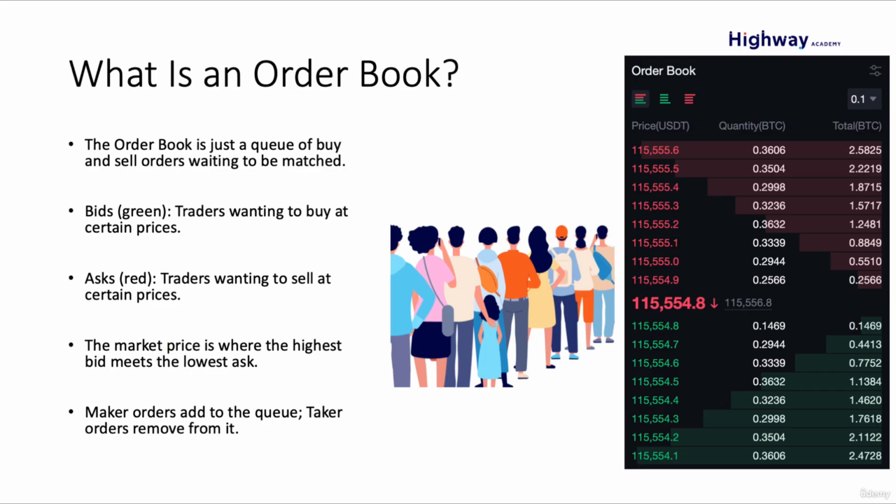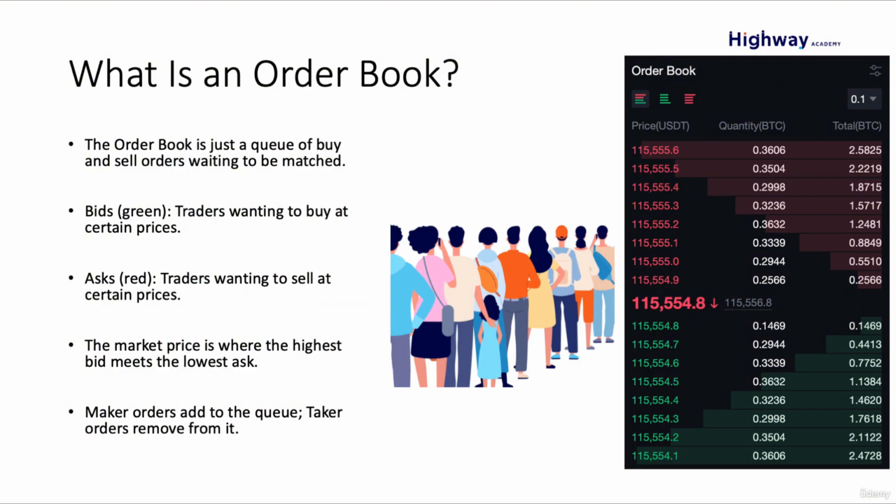The numbers in red are called asks. These are the prices that traders want to sell at. Each red row shows a seller offering to sell a certain quantity at their chosen price. They're basically saying, I'll sell, but only if you pay this much. The market price is the point where the highest bid meets the lowest ask. That's the price where the next trade will happen, where a buyer and seller agree.